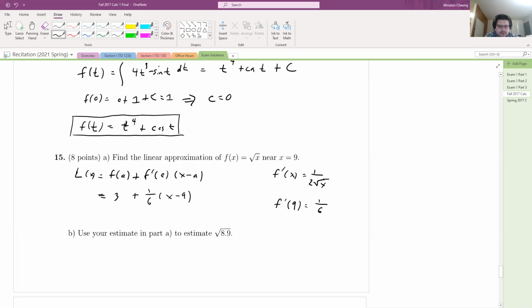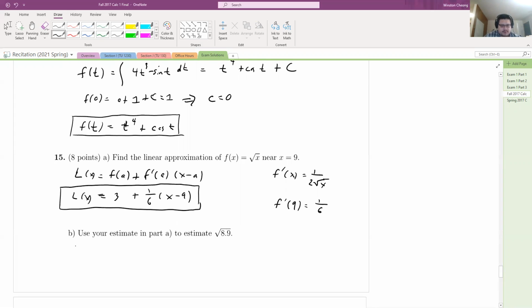Right? I need to substitute that a value in. Okay, so this is the linear approximation, and I'll just rewrite L of x so that I can box the whole thing on one line. Okay. And now we have the application of this linear approximation.